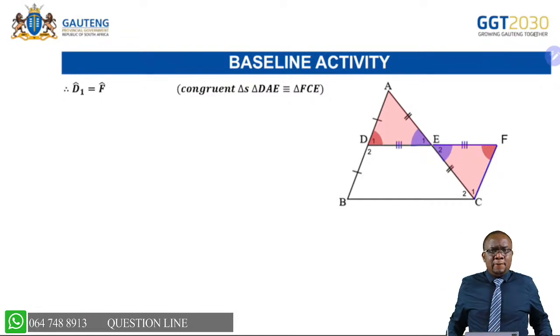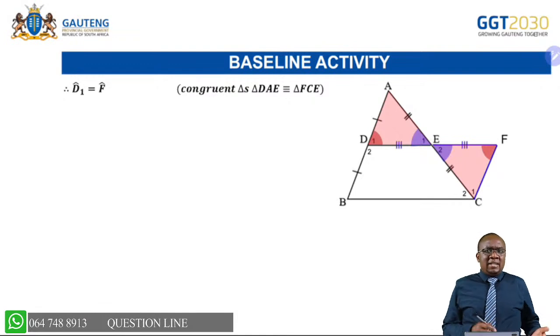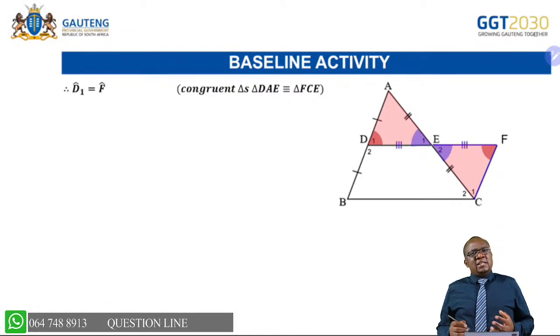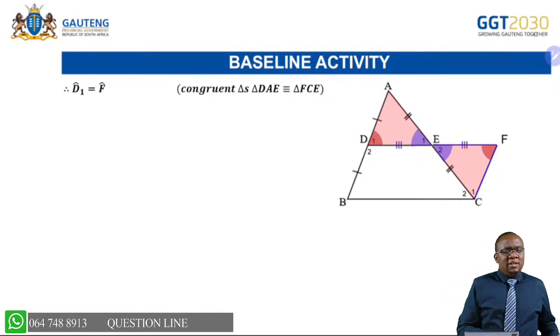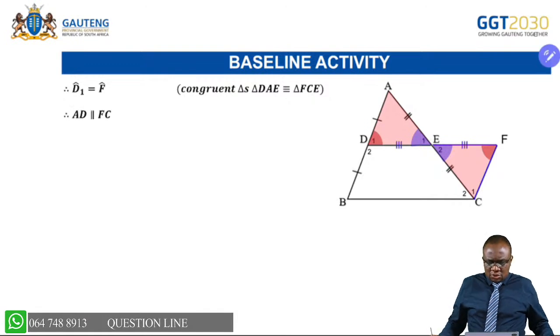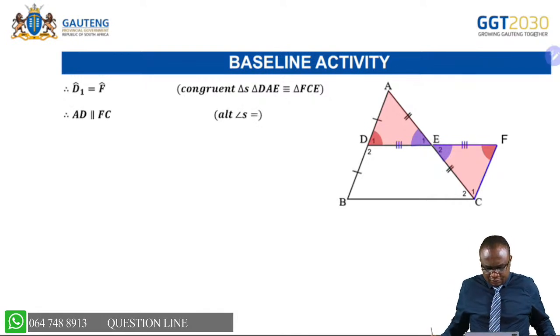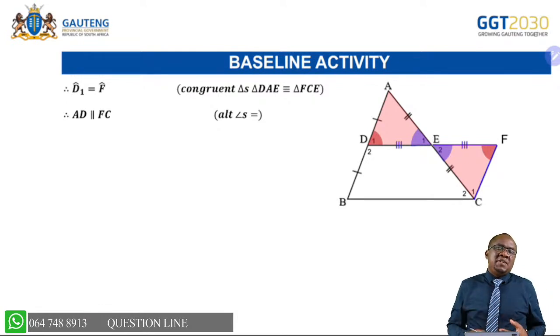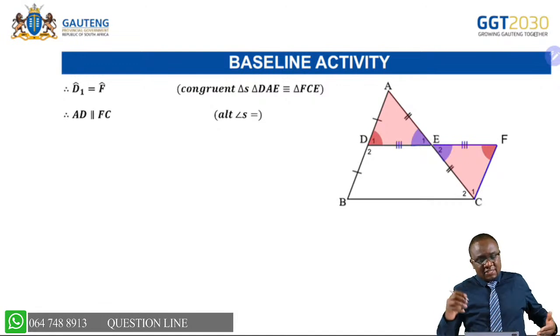When the lines are parallel, the alternate angles are equal. When the alternate angles are equal, the lines are parallel. Remember that. So now AD is parallel to FC because of alternate angles. I'm saying AP is the same thing because AP is a straight line.